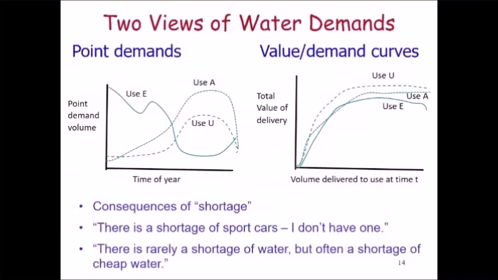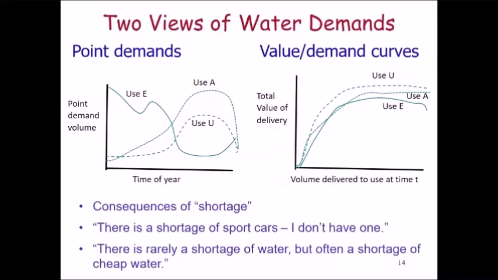Two views of water demands. Traditionally, we would look at point demands for water. So we'd say, well, here's the time of year. Here's how much water each of these uses is going to be demanding, is going to want in a deterministic way. This is how much we'll want for the environment. This is how much in January we want for agriculture. This is how much for urban, and how it varies seasonally. That's pretty useful, but it doesn't give a sense for the relative value.